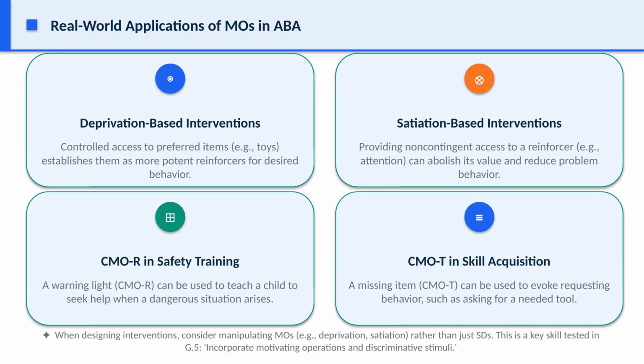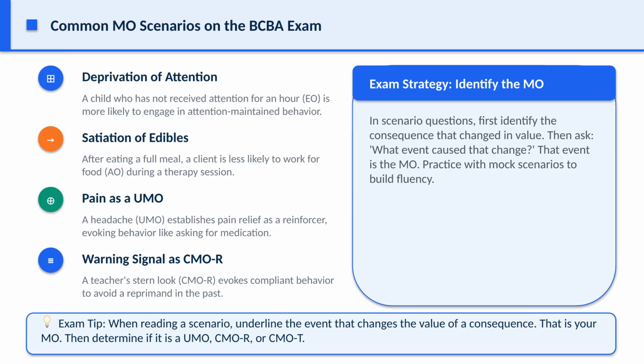The exam also tests your understanding of conditioned motivating operations. A CMO, like a warning light, can signal danger and evoke help-seeking and safety training, while CMOs, such as a missing item, can prompt requesting behavior and skill acquisition, like asking for a needed tool. These examples illustrate how manipulating MOs can effectively change behavior, a concept you must be ready to apply in exam scenarios. On the BCBA exam, you'll often face scenarios that test your ability to distinguish motivating operations in action.